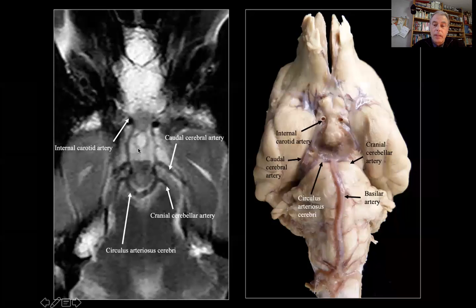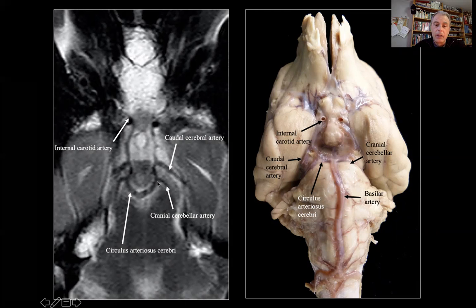So again, we see MRIs and we compare the MRIs with dissections. We see in the case of a dog, this is the Circulus Arteriosus cerebri. These black dots correspond to the internal carotid artery. As you see, the internal carotid artery, once it gets to this location, runs vertically. So we see these black dots here. So the Circulus Arteriosus cerebri, the hypophysis located there, and some arteries branching off from the Circulus Arteriosus cerebri.